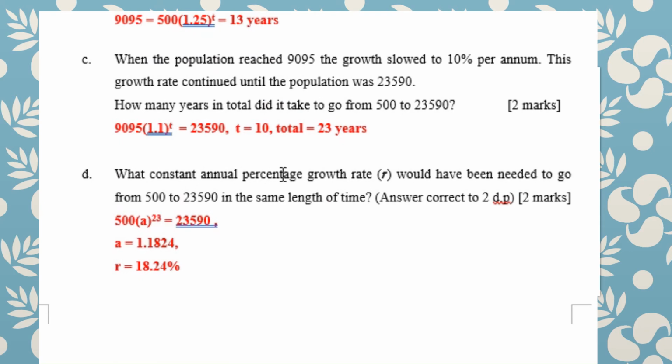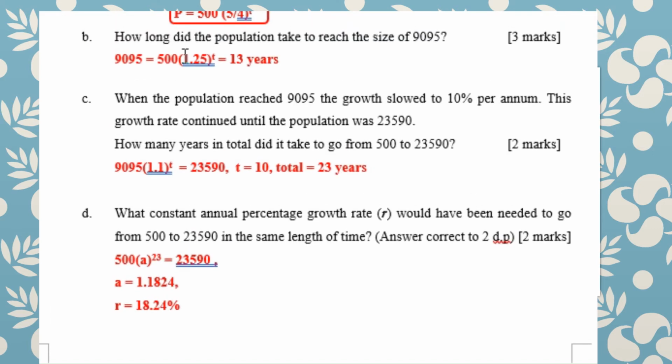What constant annual percentage growth rate would have been needed to go from this? So they want to know what's the constant rate. Right now, there are two rates, 1.25 and 1.1. So what's the constant rate? So we just start from the right of the bit. Y equals to KAX. So K is 500. A is what you're looking for.